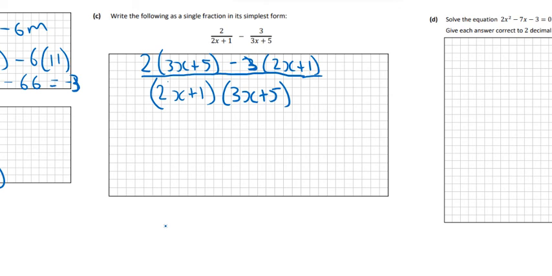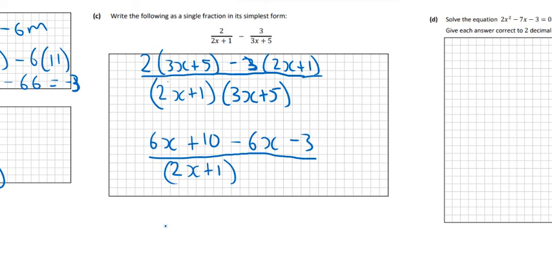Now, 2 times 3x is 6x. 2 times 5 is 10. Minus 3 times 2x is minus 6x. And then minus 3 times 1 is minus 3. And my bottom, I'm just going to leave it the same again. So 2x plus 1 times 3x plus 5.